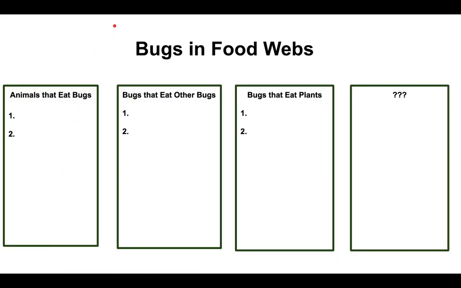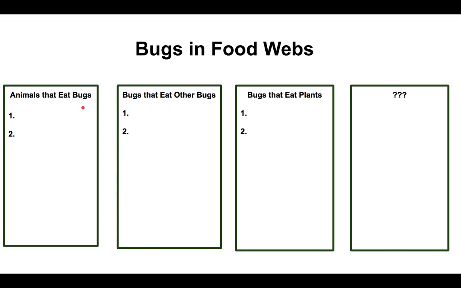This is what I would like you to do for your assignment about bugs in food webs. In your journal, you're going to make 4 boxes, and they can be side by side like this. They could be one under the other. I don't care. You're going to have 4 boxes and 4 different categories. The last category over here with a question mark, just leave that for tomorrow. These are the ones we're going to talk about today and the ones you're going to do today.